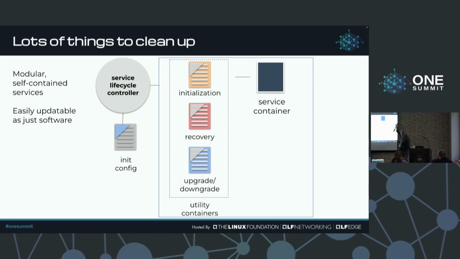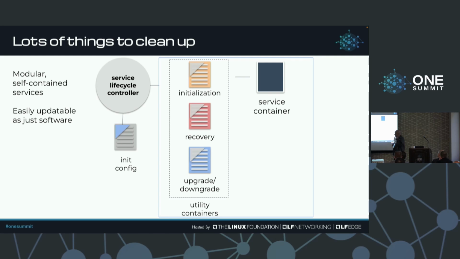We need to separate the service containers, like for example FRR, and then separate the scripts for initialization, recovery, upgrade, downgrade, shutting down, and cleanup into utility containers. And all those things need to be separately updatable. Because if I have a problem in the initialization script, I don't have to update the entire OS just to fix the problem there. I can have a problem in upgrades and downgrades, and I should be able to fix that too.